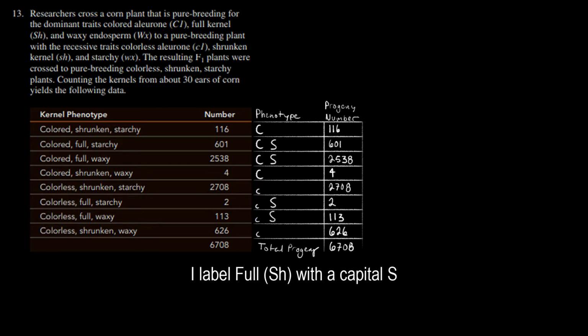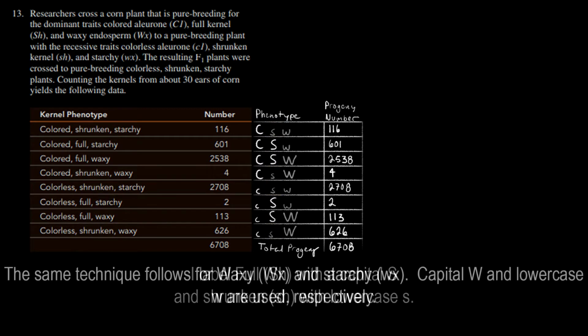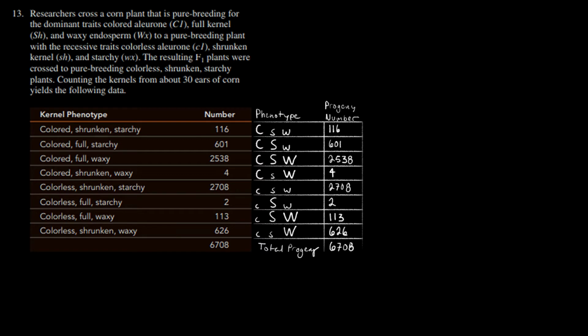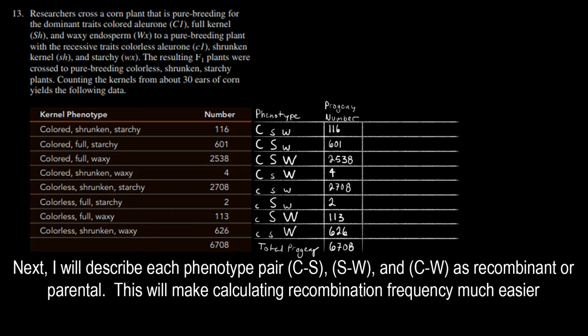I label full with a capital S, and shrunken with a lowercase s. The same technique follows for waxy and starchy. Capital W and lowercase w are used respectively. Next, I will describe each phenotype pair, C and S, S and W, and C and W, as recombinant or parental. This will make calculating recombination frequency much easier.